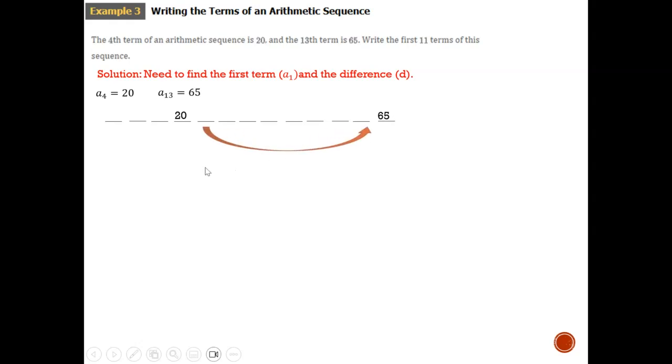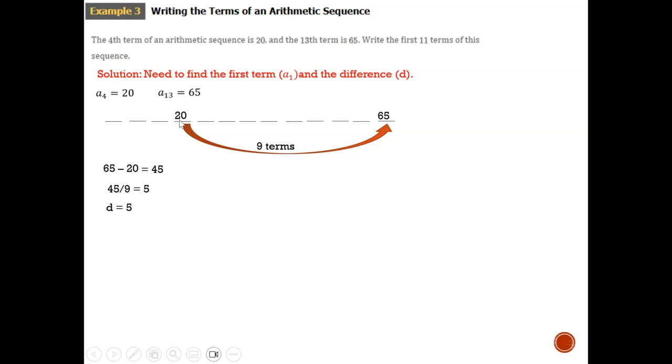Now, from 20 to 65, what's my difference? It's going to be 9 terms, because this is the fourth term and this is the 13th term. 1, 2, 3, 4, 5, 6, 7, 8, 9. So it's 9 terms. Now, what's 65 minus 20? It's 45. So we divide 45 by 9, which gives us 5, which means my difference is 5. Now, if you notice, this is kind of visual.